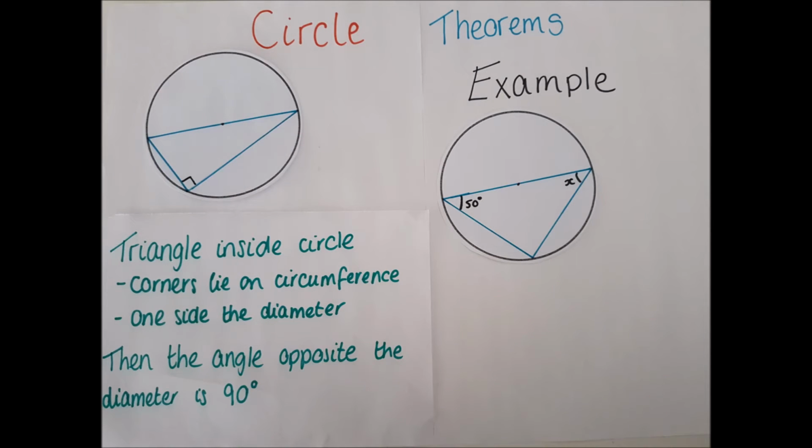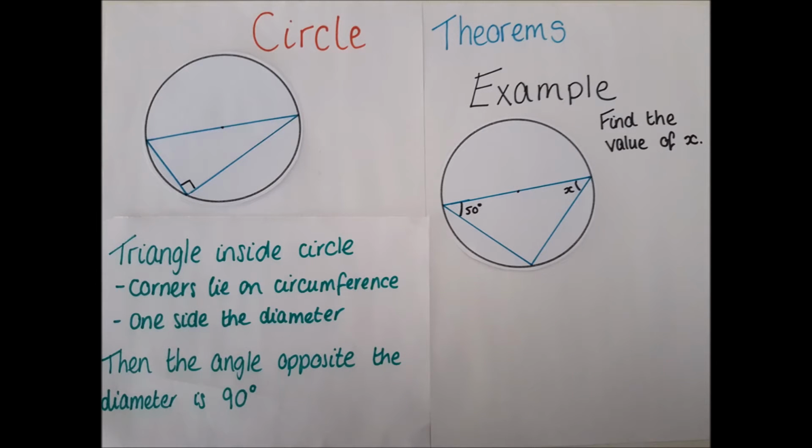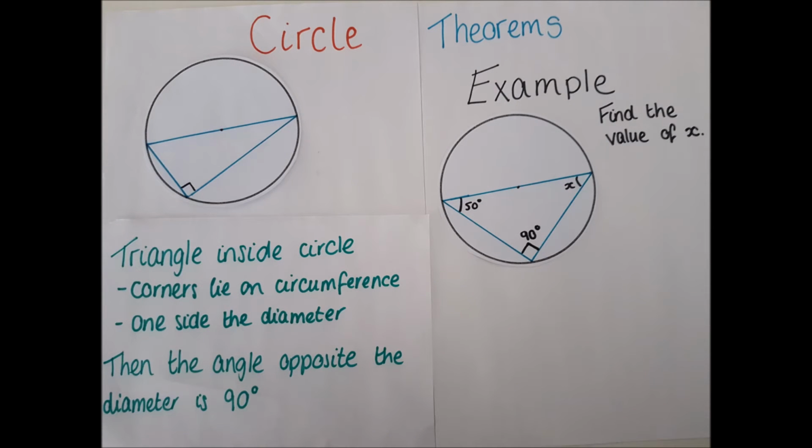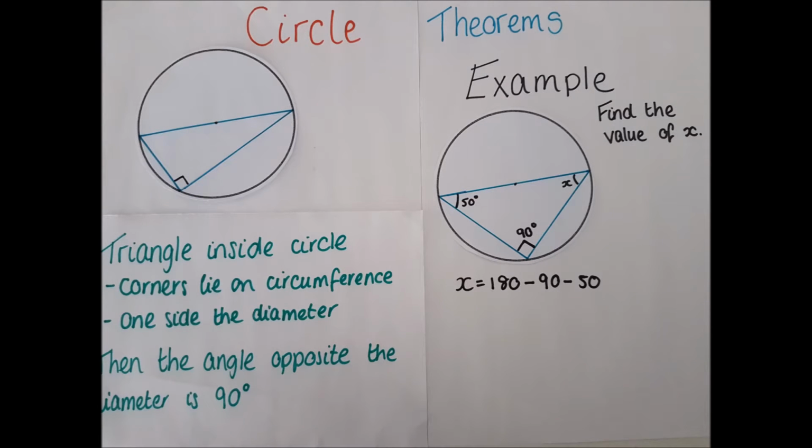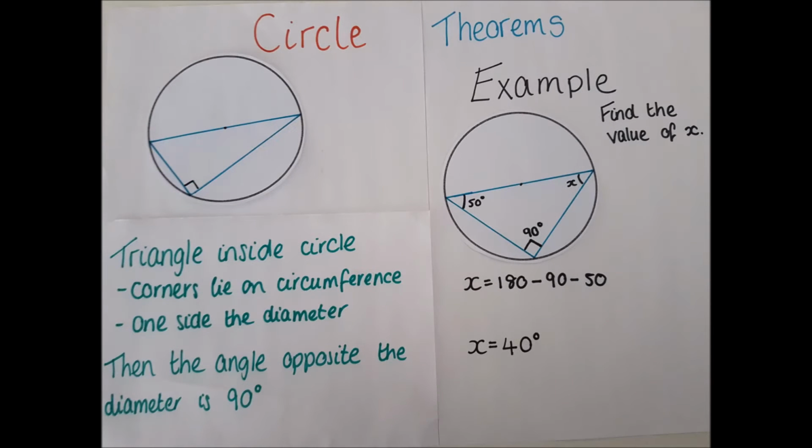Let's look at an example. We need to find the value of the angle marked x. We can label the angle on the circumference opposite the diameter as 90 degrees. Then we get x equals 180 minus 90 minus 50, so x equals 40 degrees.